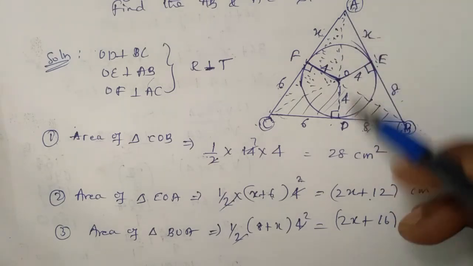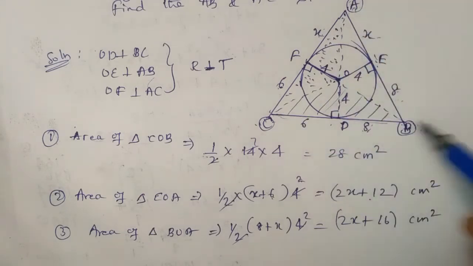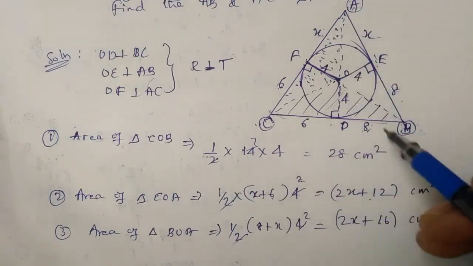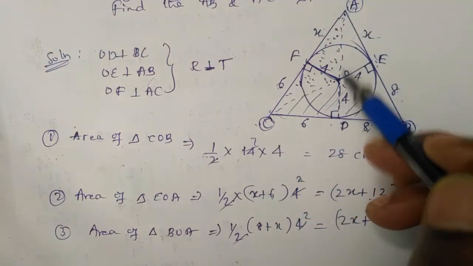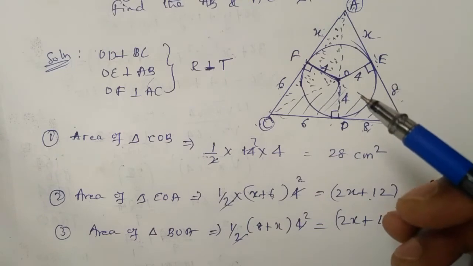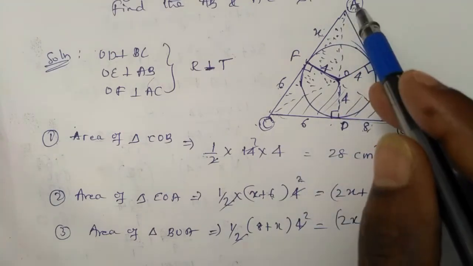Therefore, until AD is perpendicular, we cannot take half into BH for the big triangle, because the big triangle is not equilateral. At the same time, for the big triangle, no height is given. If height is not given, there is no use of using the half into BH method. Well, better we go for Heron's formula.